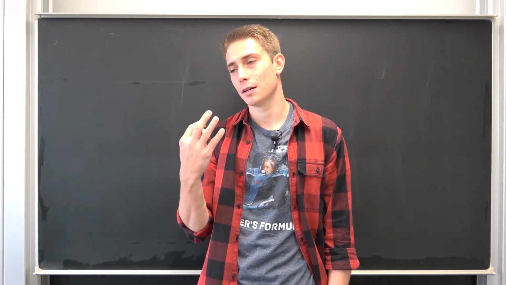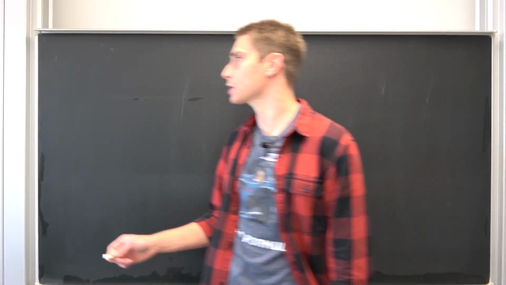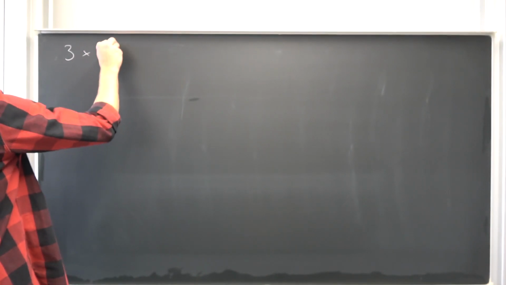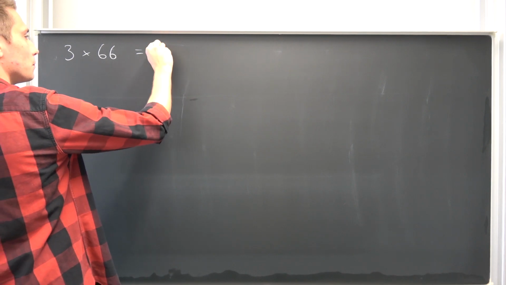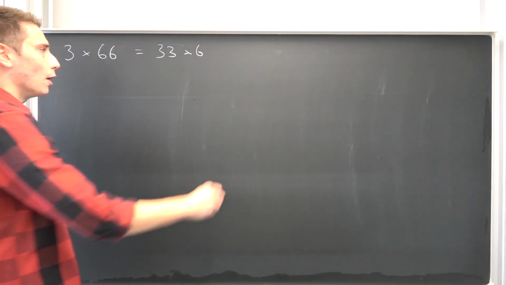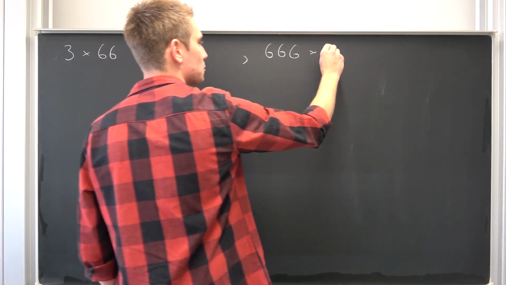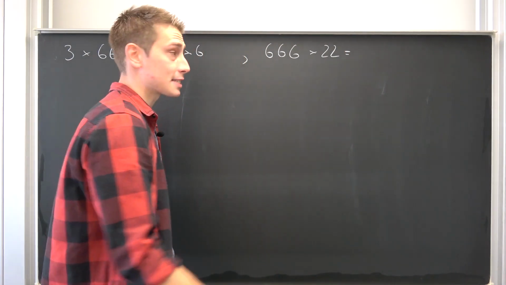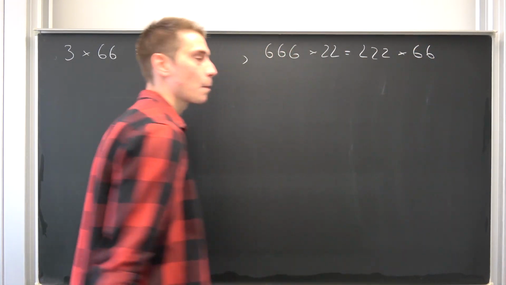Now, let us take a look at a product of two numbers, okay? For example, 3 times 66. Have you ever noticed that this thing is exactly equal to 33 times 6? Or have you ever noticed that, for example, 666 times 22 is the same as 222 times 66?